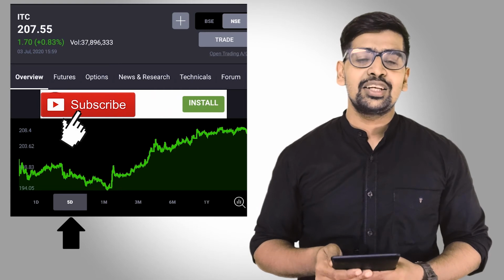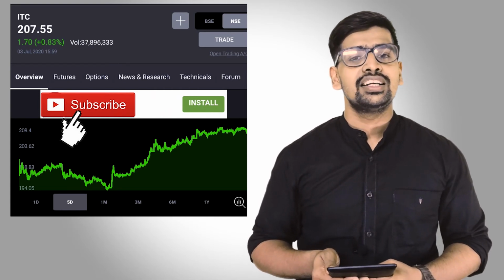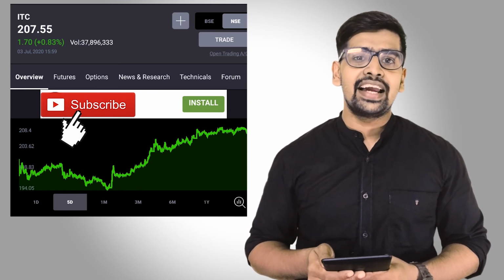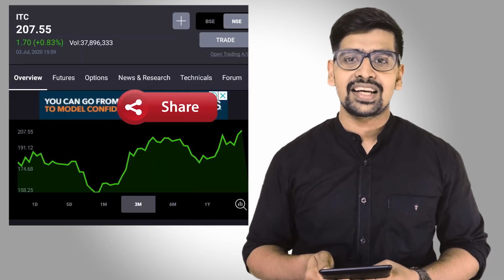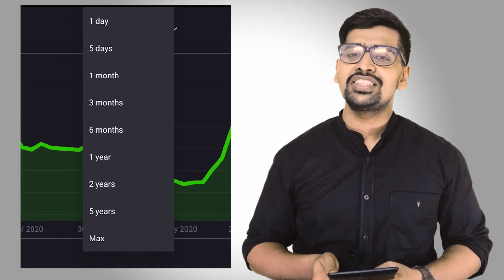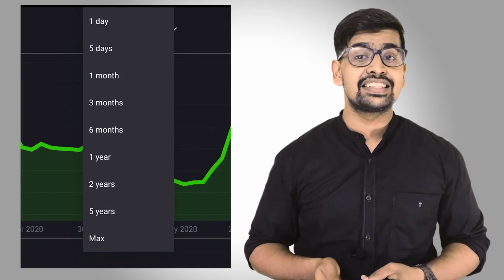Now let me switch to the 5D option. This 5D option is nothing but the same graph that is plotted for the last 5 days. In this graph, you can see the price movements of the stock ITC for the last 5 trading days. Now I have switched it to the 3-month timeline and you can see that at the beginning of the 3 month timeline it was somewhere around 174 rupees per share, and it slowly went down and it has come up to 207 rupees now. Likewise, you can see the price movements graphically for different timelines like 6 months, 1 year, 5 year, and also since inception.